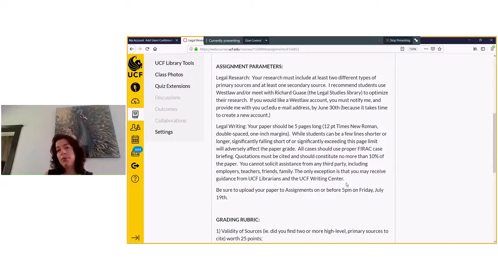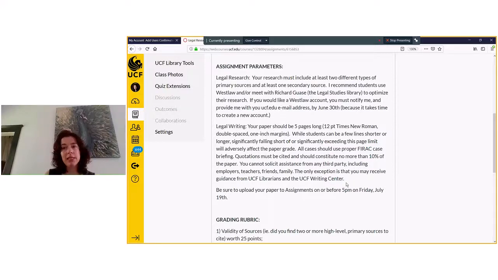I do expect all the papers to use proper FIRAC, and that's because it's what we learn in legal studies as undergraduates, and it is most certainly what you're going to learn in law school and what you're going to be graded on in law school. So if you don't remember what FIRAC is and you didn't do the module yet, please make sure you do the module I put into this online course all about legal research and writing, because it talks about FIRAC and there's a good video about FIRAC.